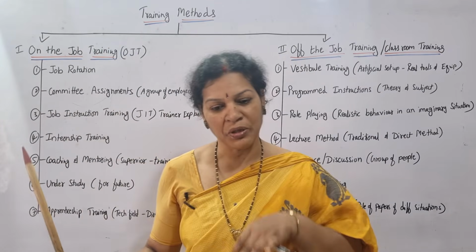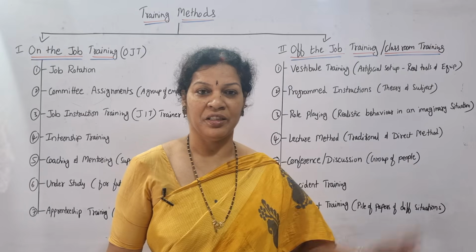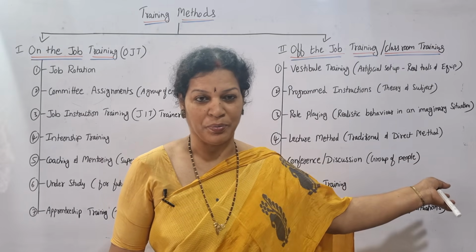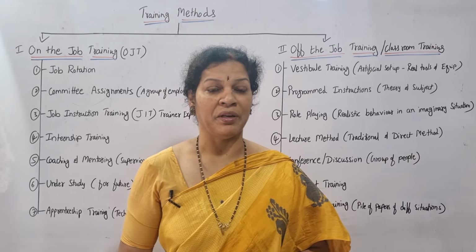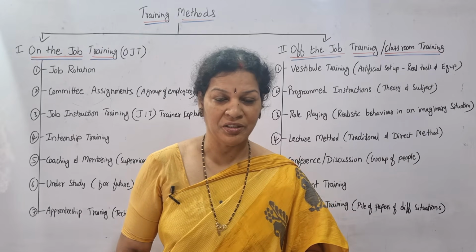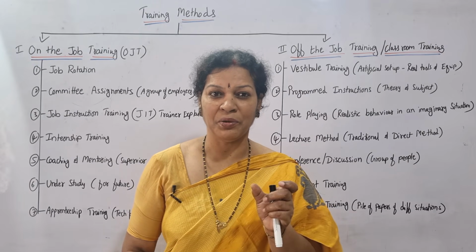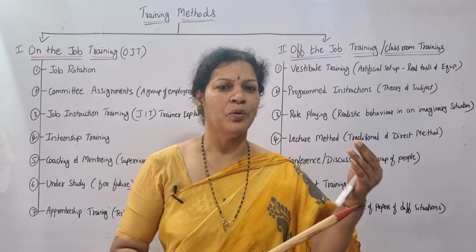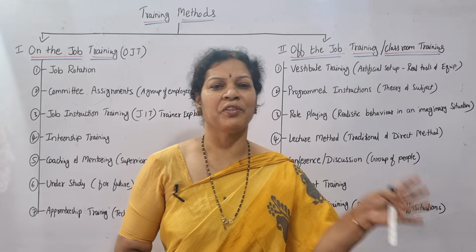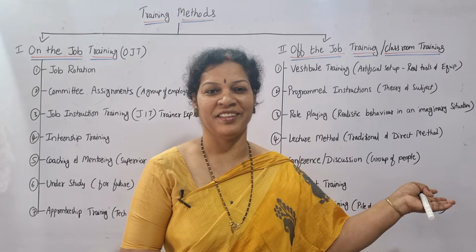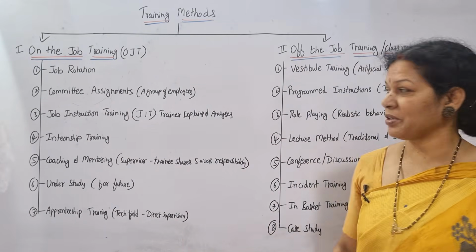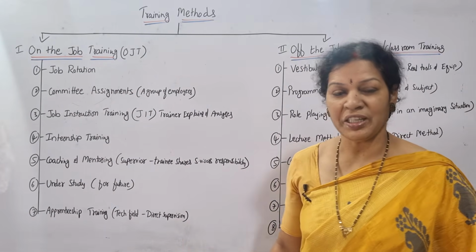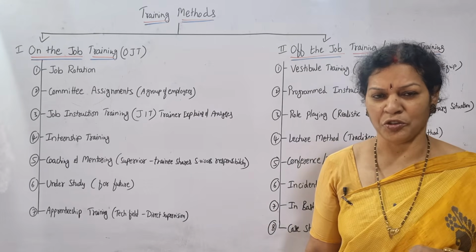On the job means we give the training during working. Off the job means no job: first training, and after that the job will be given. Or, during working, some period is given to them for training, where they can go and take full-fledged training and then come back. That is also off the job training. Let's focus first on on the job training. In total we have seven types of on the job training.